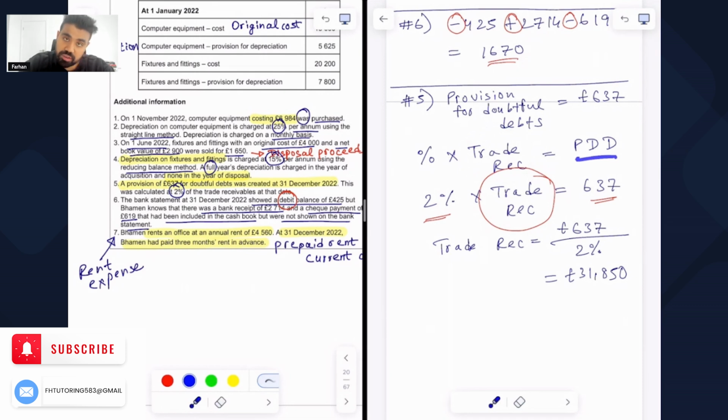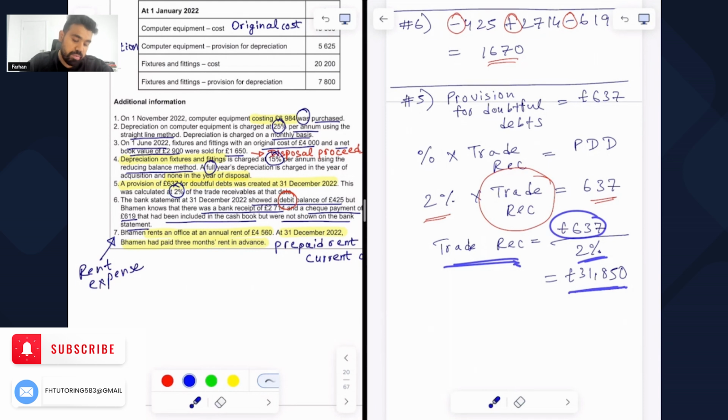But what's happening in this question is that we're given the percentage, we're given the provision for doubtful debts of £637, but we do not know the trade receivables. So what we are simply doing in this case is using algebra. So 2% of trade receivables should equal 637. So if you want to find trade receivables and make that the subject of the equation, then you could divide 637 by 2%, and that should give you trade receivables of £31,850.